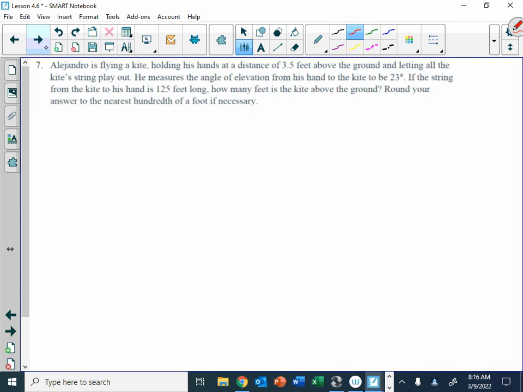Alejandro is flying a kite, holding his hands at a distance of 3.5 feet above the ground and letting all the kite string play out. We're going to skip that for now. We'll see why in just a second. We're going to come back to that. Draw your right triangle. Whatever way you want to draw it, I don't care.